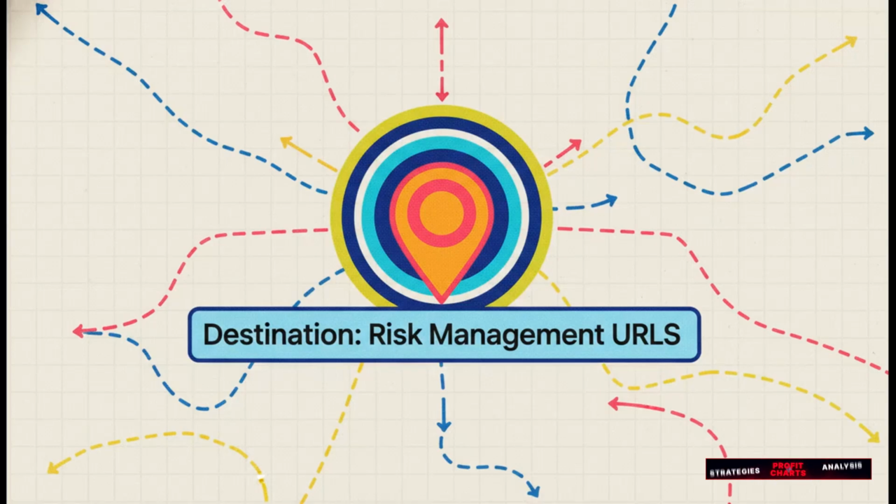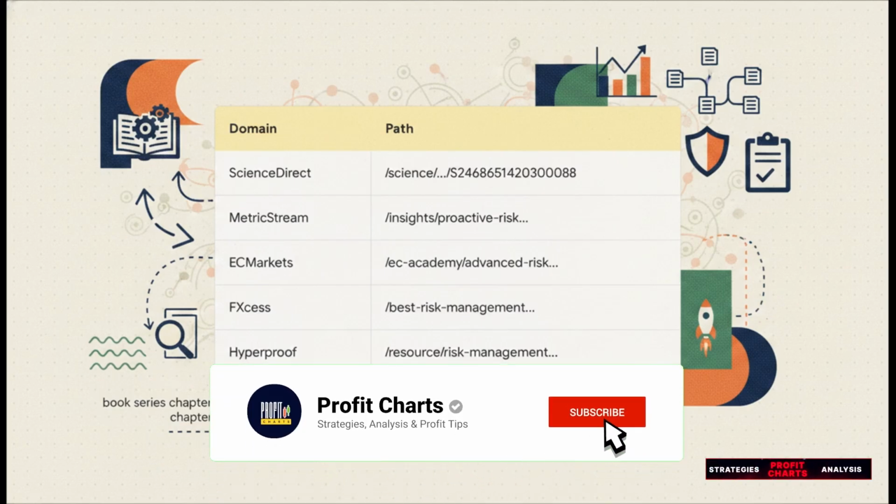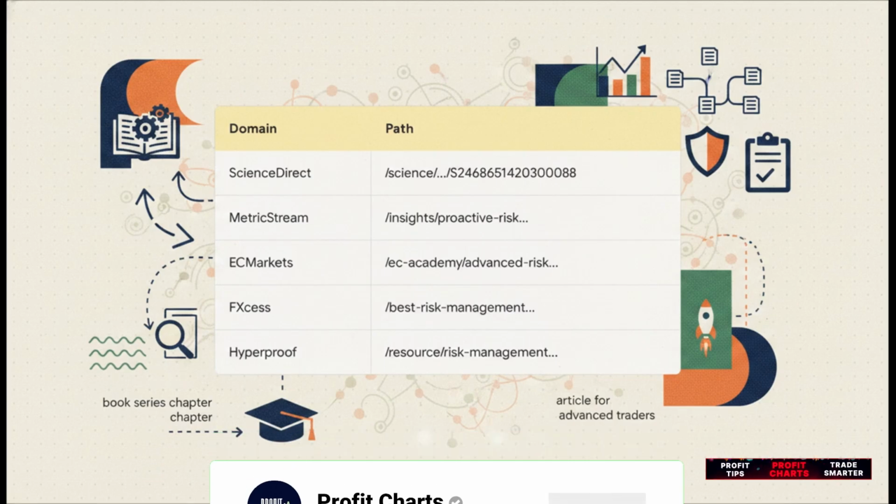Let's look at where we're actually going in Section 3, Destination Risk Management URLs. So our dataset captured 5 distinct domains, all triggered from 5 identical redirect prompts. We tracked paths from ScienceDirect, which was pointing to a book series, and MetricStream routing to an Insights article. And those were right alongside trading and compliance sites like ET Markets, FXS, and Hyperproof. Now, the warning text popping up for all 5 of these was exactly the same.